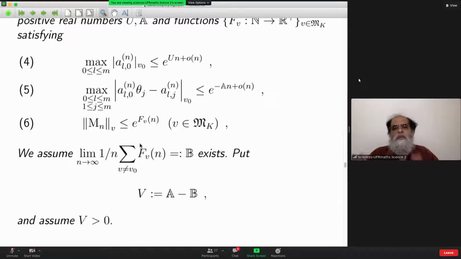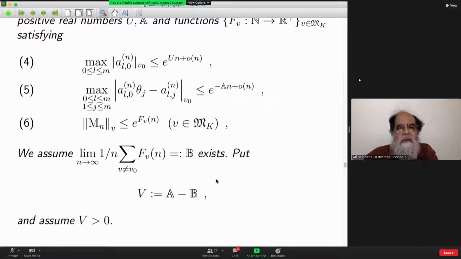And if you just assume that you had an integral matrix, with the coefficients being rational integers, and V0 the usual Archimedean place, the Fv of n would be essentially 1. You could forget about that, and you would simply say that this needs to be small enough that it goes to 0. This is Michel Laurent. Because you have A times n, if A is strictly positive, A times n goes to minus infinity, so the exponential goes to 0.